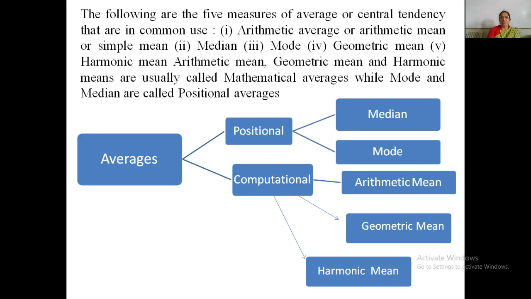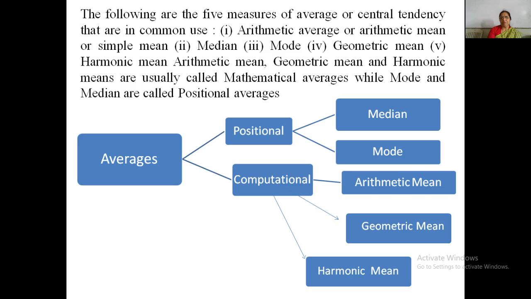Further, mode is obtained by the graph which we call a histogram. So mode is that value for which the frequency is maximum, or the most popular observation, or the most repeated observation is called the mode. So according to its position in the histogram, mode is calculated. Therefore median and mode are called positional averages.